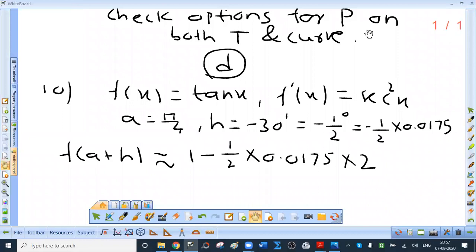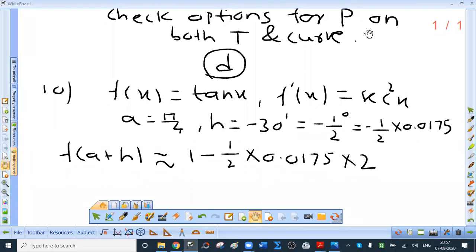Sum number 10. The approximate value of tan 44 degree 30 minute is given that. Clearly you have to define function as what? f of x equal to tan x. So f dash of x equal to sec square x. You have to take a equal to 45 degrees, that is pi by 4 radian. So what will be h? h will be minus 30 minute, means minus half degree, means minus half into 0.0175 radian.